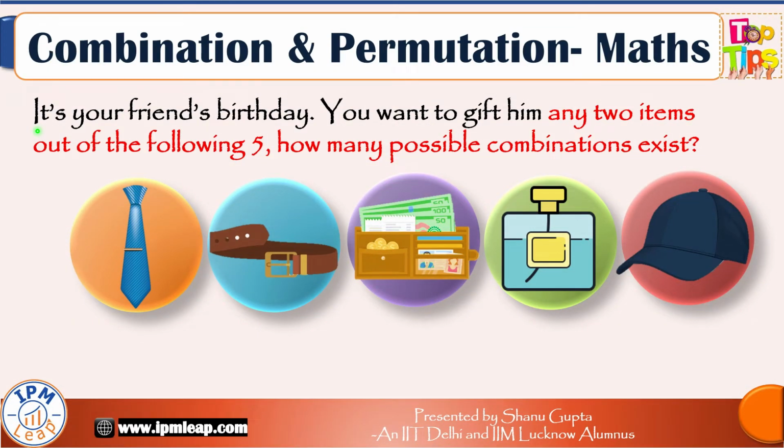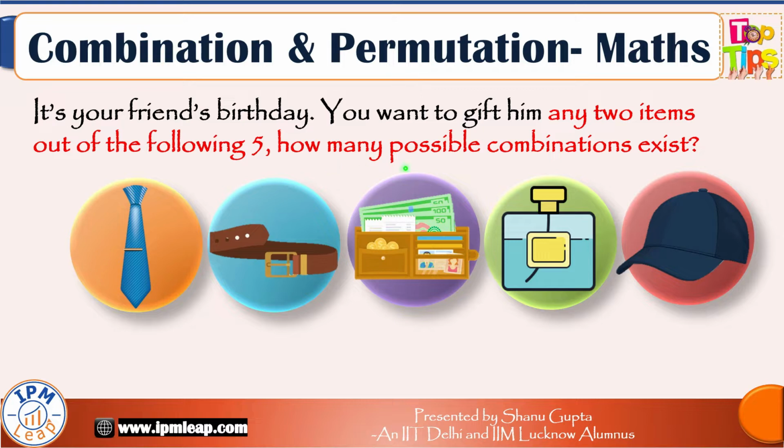It's your friend's birthday and you have shortlisted 5 items that you can gift him on this occasion. A tie, a belt, a purse, a bottle of perfume and a cap. You decide to make a combination of 2 of these items for the gift parcel. In exactly how many ways can you make this combination? Guess?